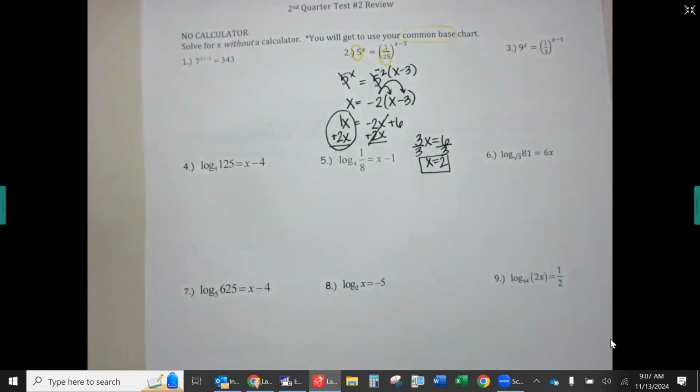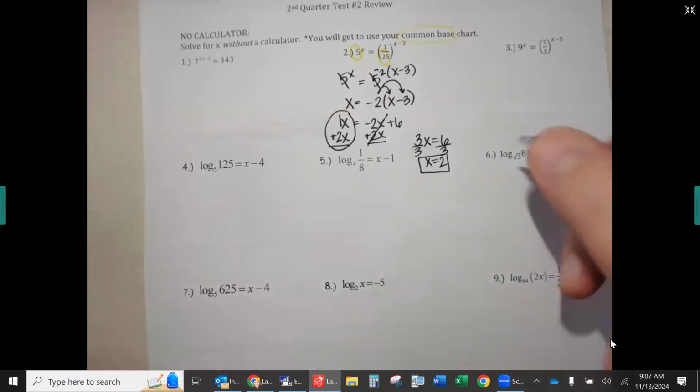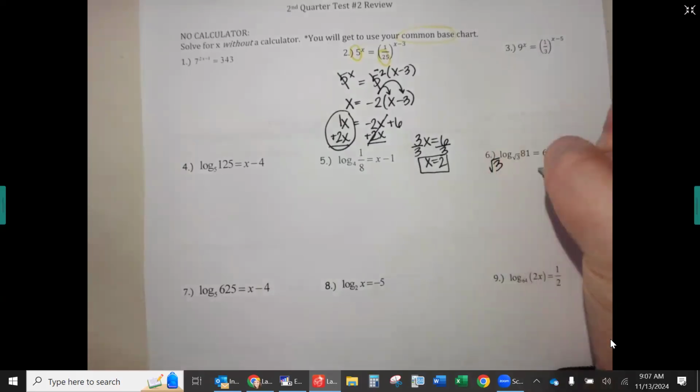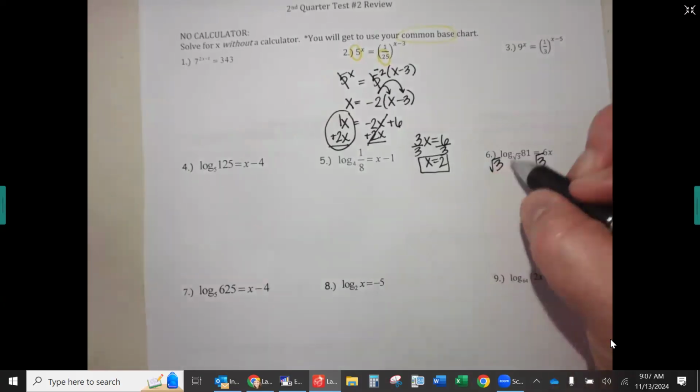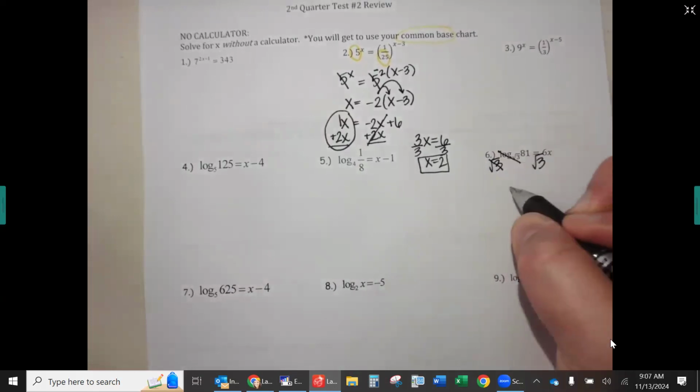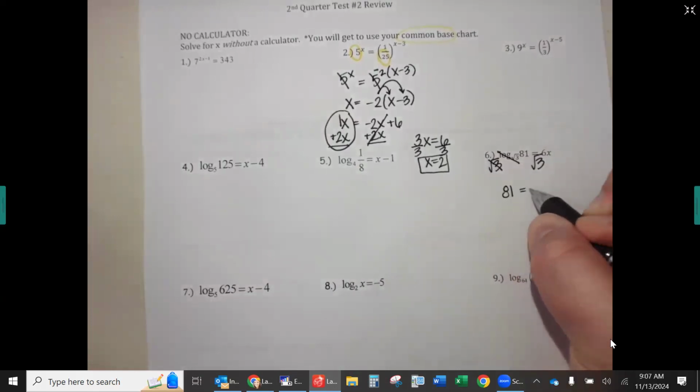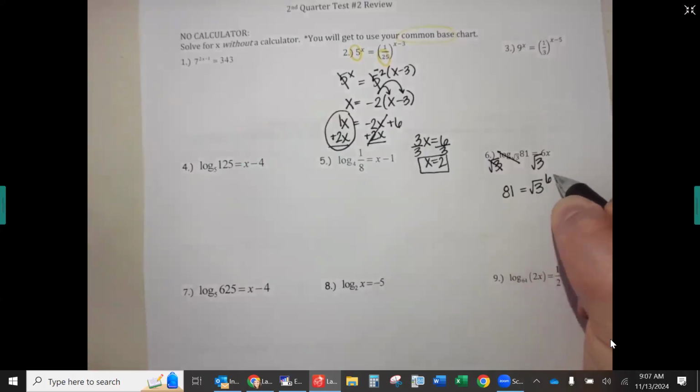Okay. Let's do maybe a couple more out of this section. Go down for me, let's do number 6. Okay, so I have a log little root 3 and I want to undo a log little root 3. Then remember, you're going to big root 3 on both sides. So remember, to get rid of a log little number, you have to do a big of that number on both sides. So my root 3 and my log root 3 cross out. I have 81 equals root 3 to the 6x.